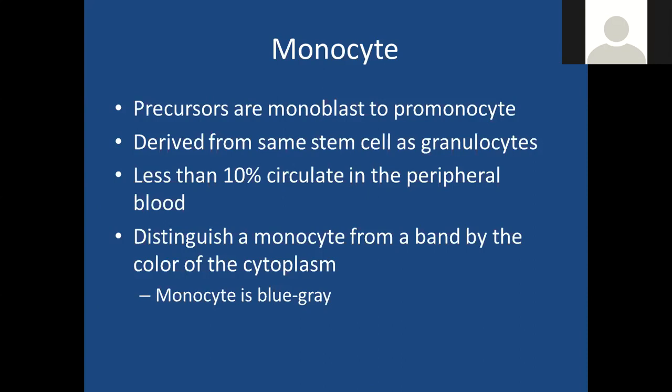All right, so monocytes, remember, are in the myeloid cell line. So it's included with the granulocytes, the erythrocytes, and your macrophage line. It has monoblast and promonocyte as its precursor cells. Your monocyte should be less than 10% normal range. And again, that color of cytoplasm is very important.